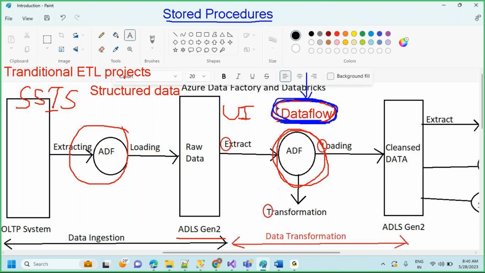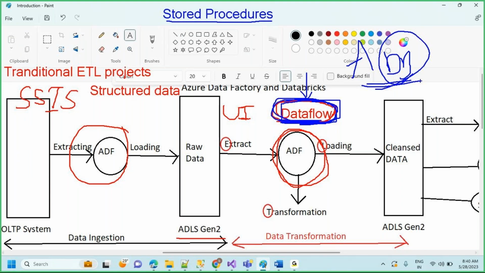When you want to do the transformation with data flow, we have very few people in the market to do the development. Because of that reason, even before data flow came into the market, we had Databricks. Databricks was there to do the transformation, and prior to Azure Data Factory, we had Databricks.